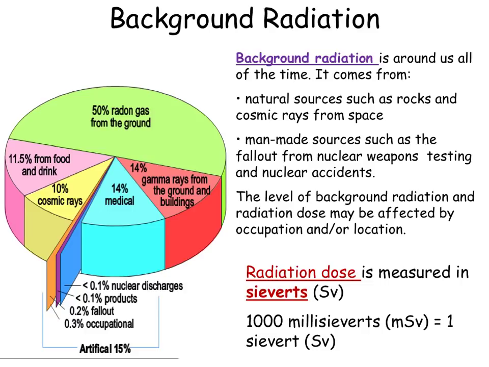The last thing to talk about is radiation dose. We measure radiation dose, which is how much radiation we're exposed to, in sieverts, with the symbol Sv. We tend to measure it in millisieverts, and you need to know that there's 1,000 millisieverts in 1 sievert.